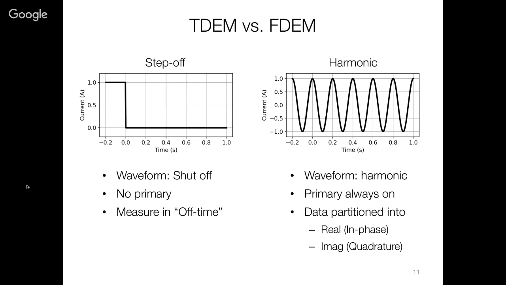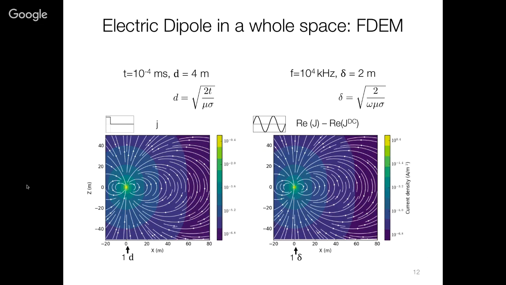So in the frequency domain, what's going to happen? Well, we've tried to convince you that there's really not much difference between time and frequency. With a frequency domain system, we've got a harmonic transmitter, so it's always on. There's always a primary field, and the data just get partitioned into real and imaginary parts. So if we look at that relationship, on the left side we've got time domain, which we've seen. On the right side, we've got frequency domain.